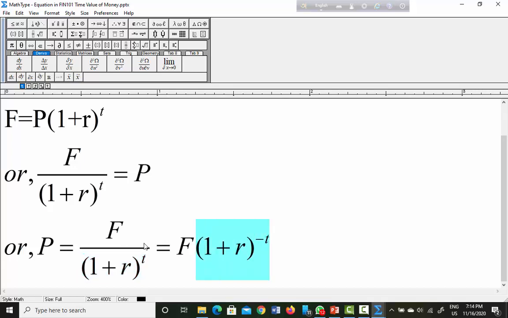So that means this is the present value formula. We can calculate present value using this formula, or we may use this formula as well. So this is the present value formula. P is the present value, F is the future value.